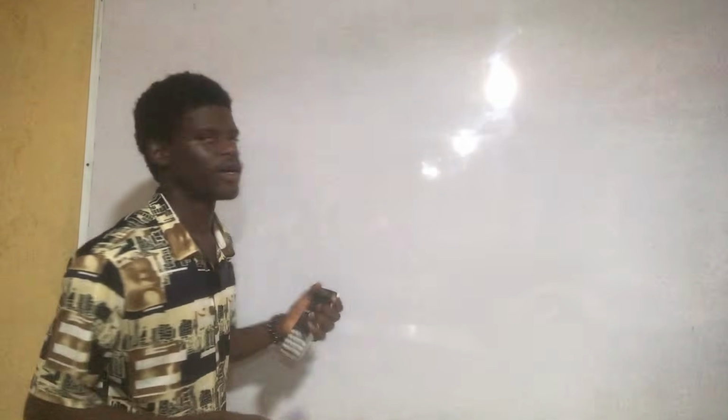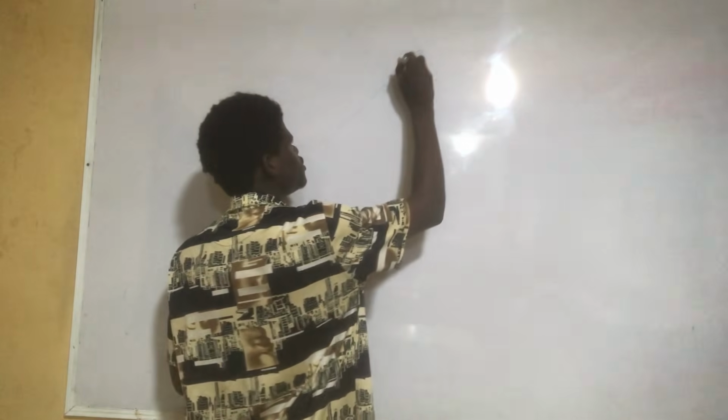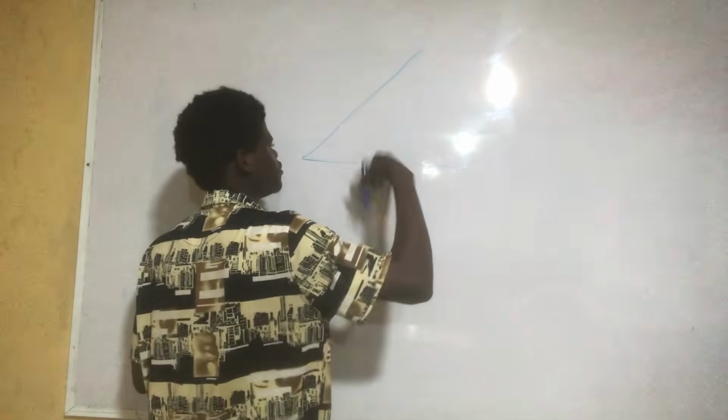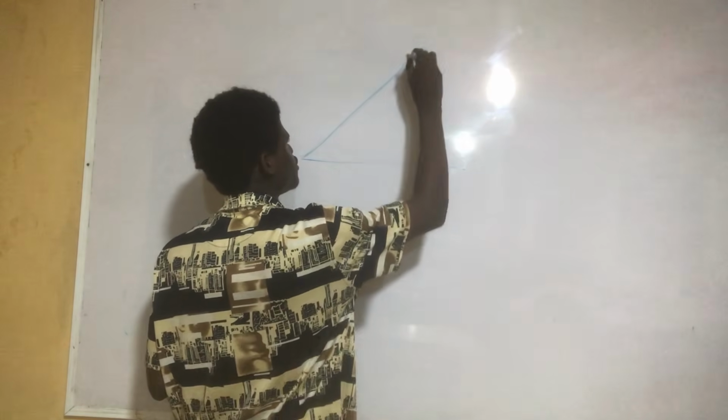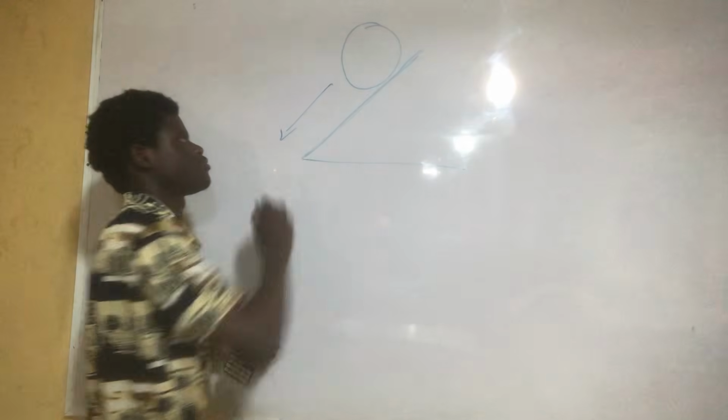Before I continue, let's peruse the kinetic energy of a rolling body. So we have a body. Let's say this is an inclined plane, right? Can you see the body? This is an inclined plane, and we have a circular body rolling downwards.